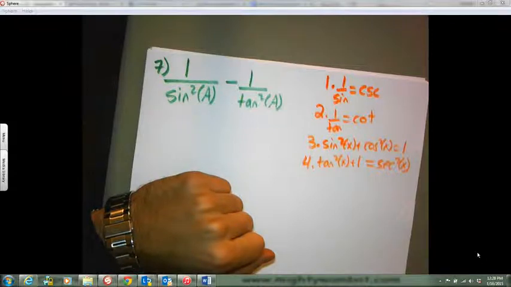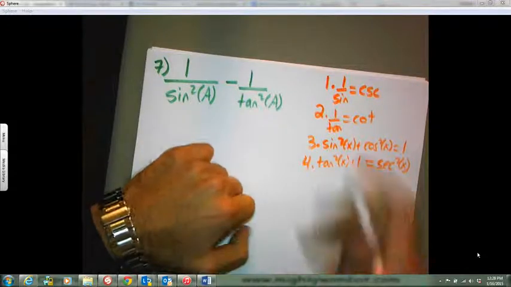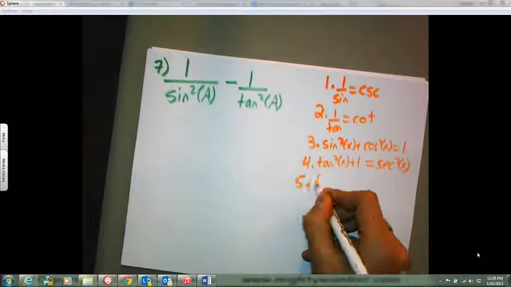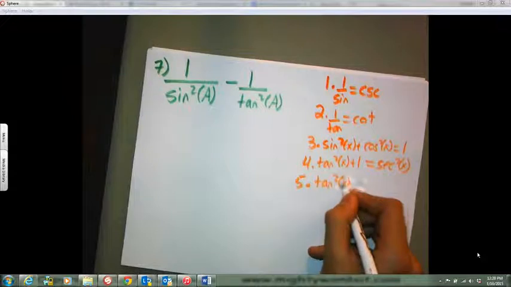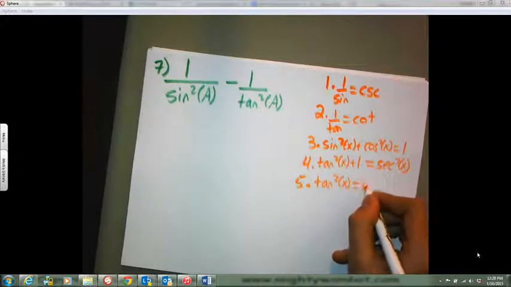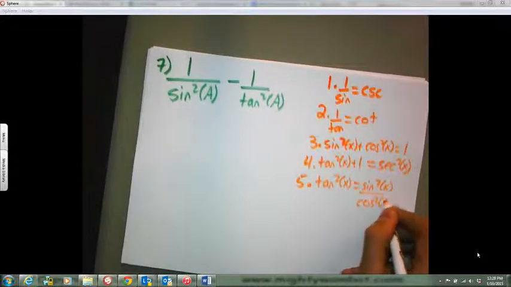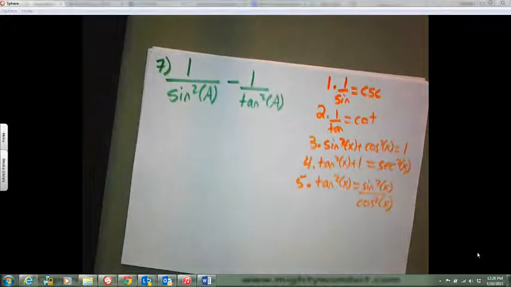Or, of course, I could use this. Tangent is equal to sine over cosine. Alright, so here's what we've got. So again, who knows which one to use?